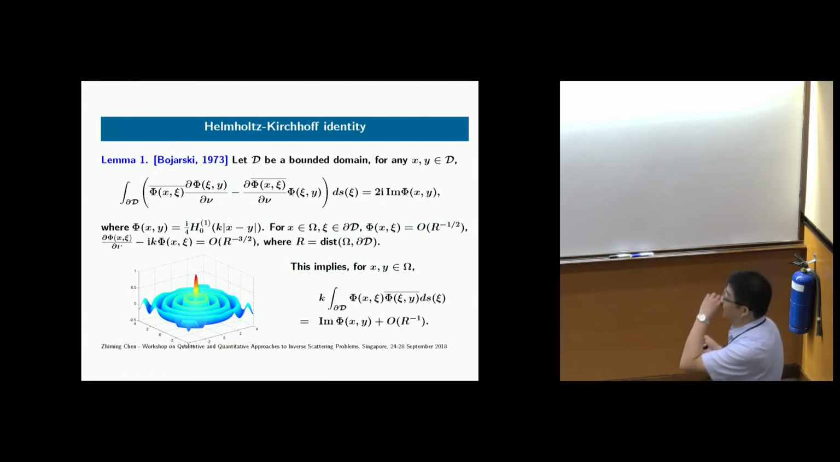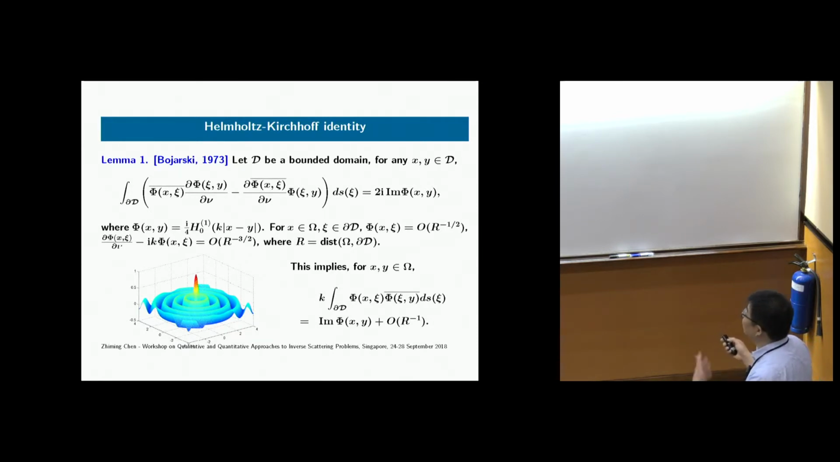So this is the starting point. You already saw this identity in Jing's talk. This is the so-called Helmholtz-Kirchhoff identity. You have a domain with a boundary. You have the fundamental solution of the Helmholtz equation, and here you have the complex conjugate. The boundary integral is on one side, and on the right you have the imaginary part of the fundamental solution. So this is the identity.